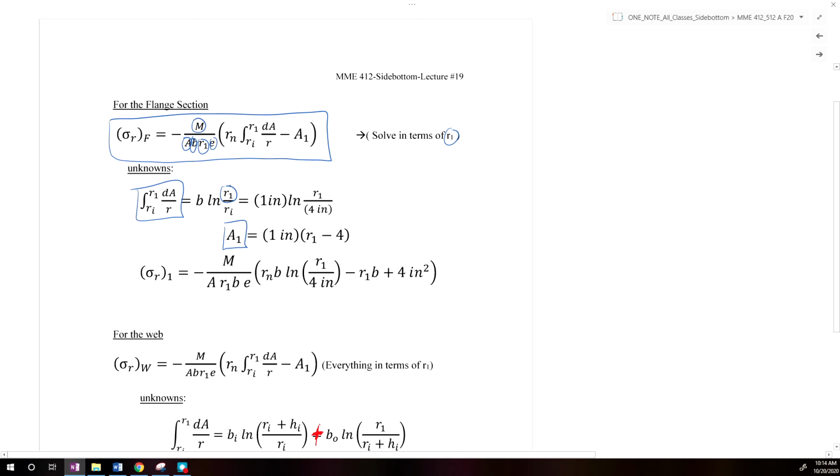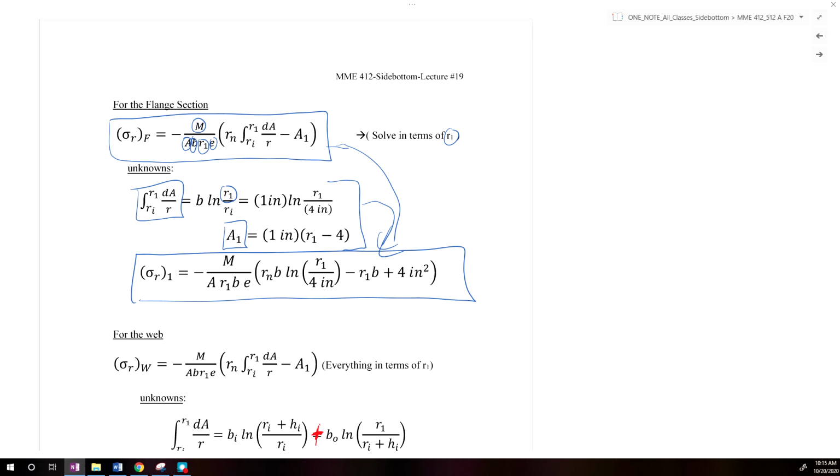The only thing left is to plug in our values. You can plug this integral and our A1 term into our original equation, and we get this equation for sigma r within the flange section.